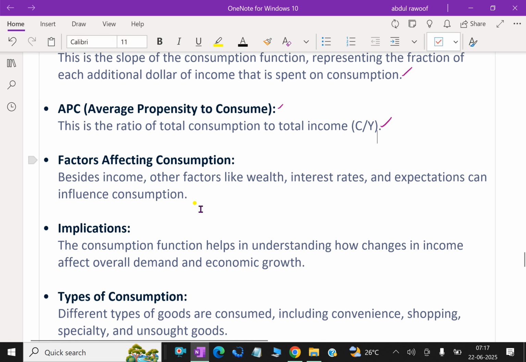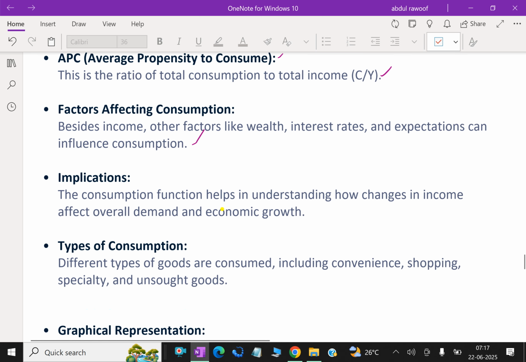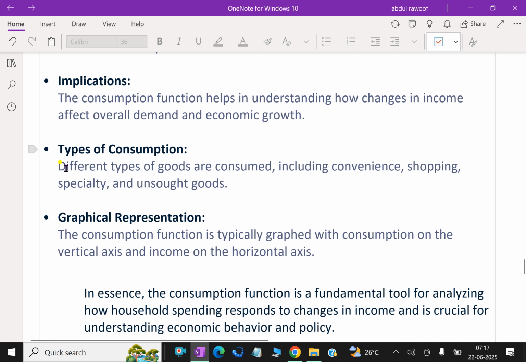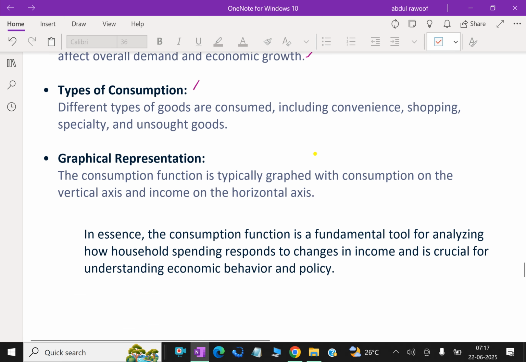Factors affecting consumption. Besides income, other factors like wealth, interest rates, and expectations can influence consumption. Implications: the consumption function helps in understanding how changes in income affect overall demand and economic growth. Types of consumption: different types of goods are consumed, including convenience, shopping, specialty, and unsought goods.